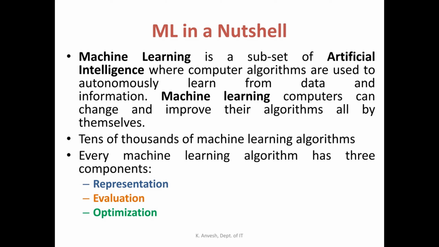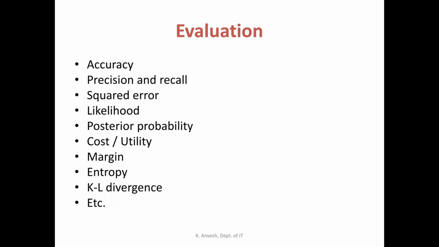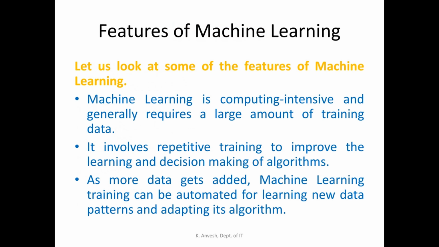Every machine learning algorithm has three components: representation, evaluation, optimization. Representation: decision trees, sets of rules or logic programs, instances, graphical models, neural networks, support vector machines (SVM), model ensembles. Evaluation: accuracy, precision and recall, squared error, likelihood, posterior probability, cost or utility, margin, entropy, KL divergence. Optimization: combinatorial optimization, e.g. greedy search; convex optimization, e.g. gradient descent; constraint optimization, e.g. linear programming.